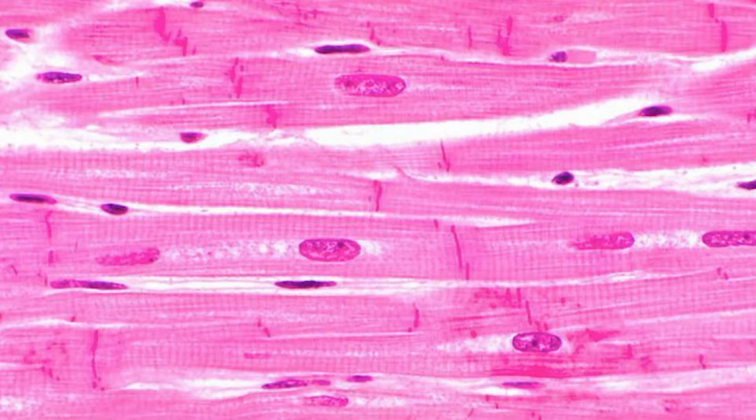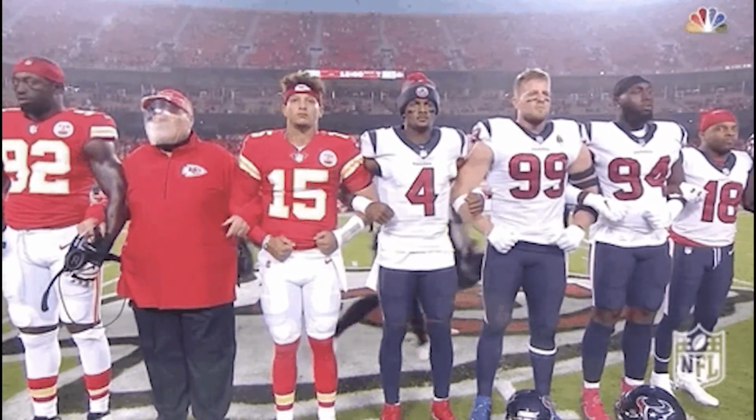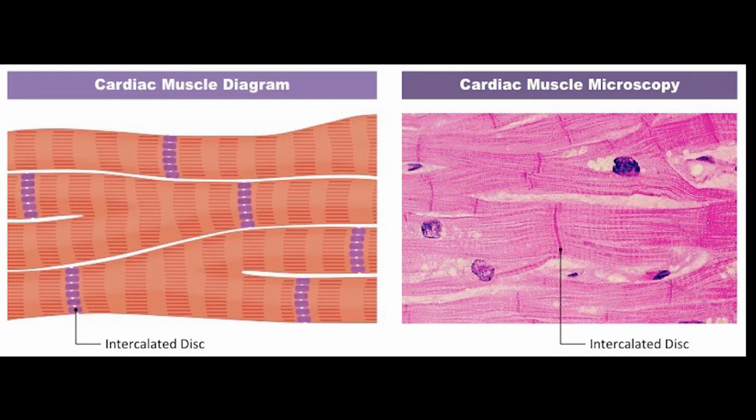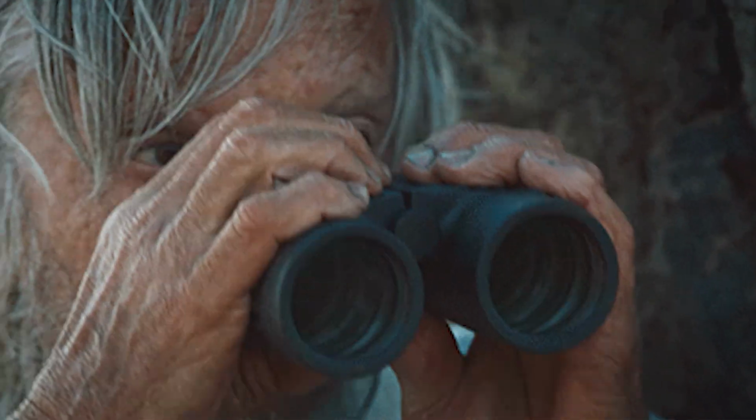Cardiac muscle tissue is found only in the heart, as the name implies. Each cell within the tissue is connected to each other by intercalated discs, which allow for signals to pass through the cells very quickly. Finally, let's take a look at some nervous tissue.